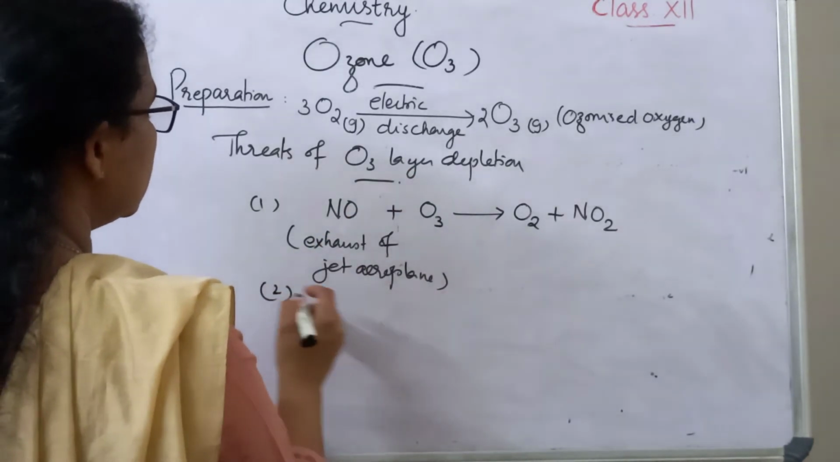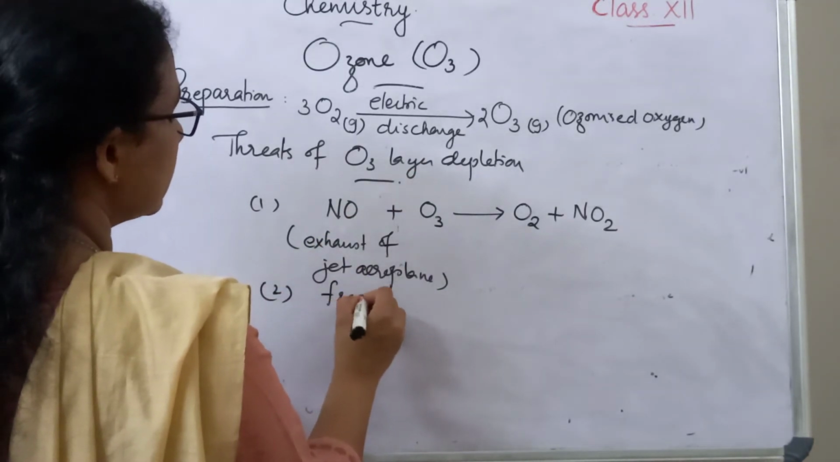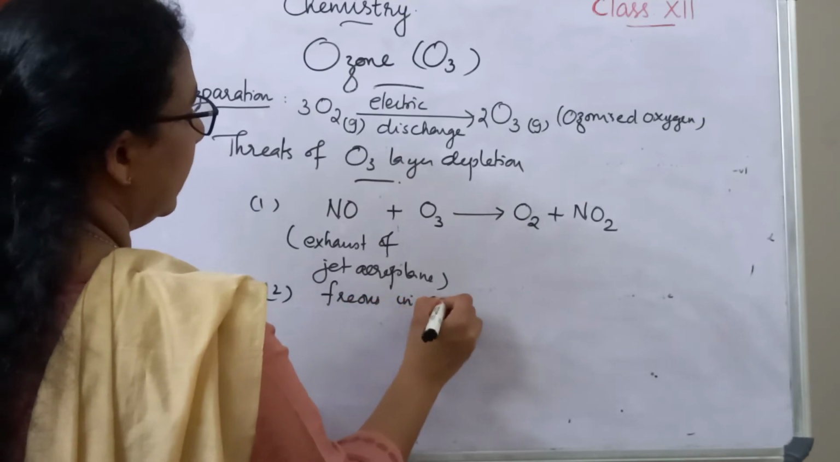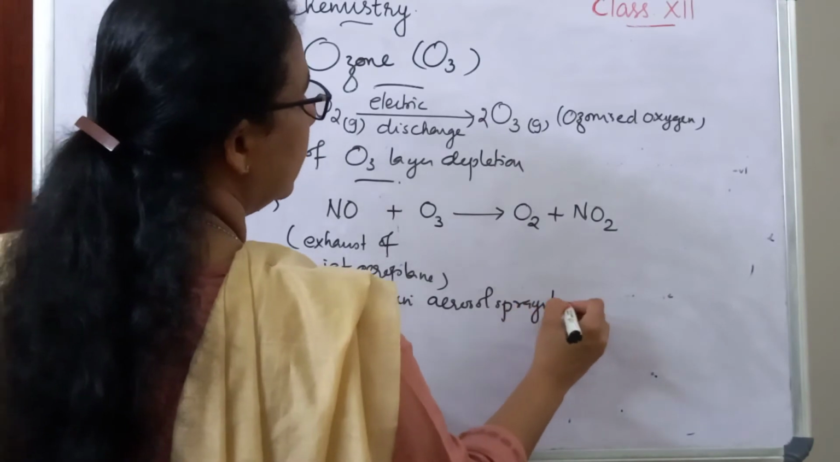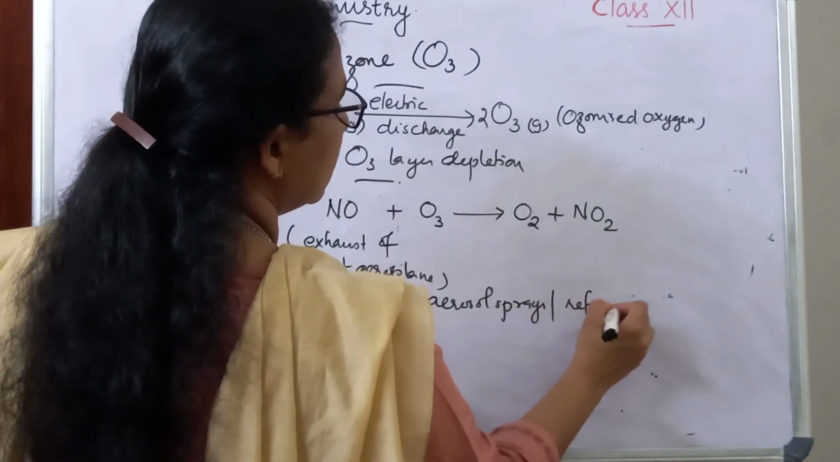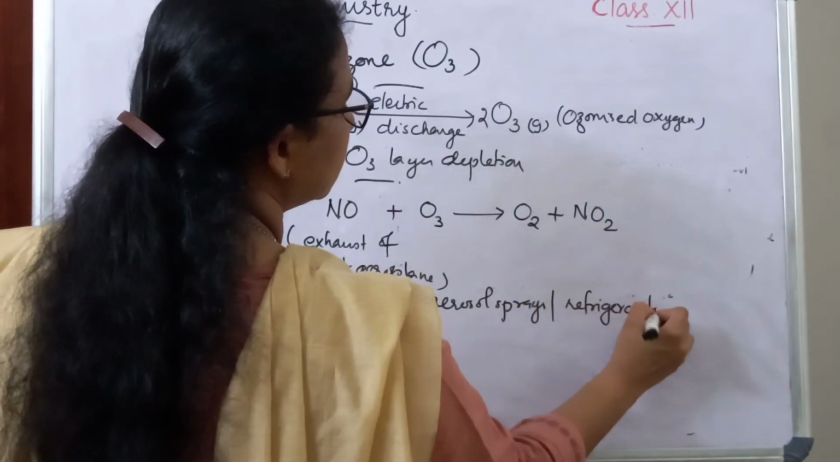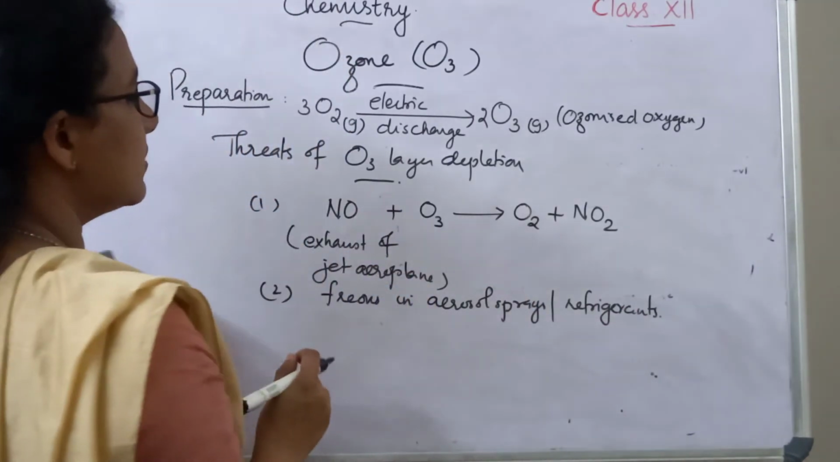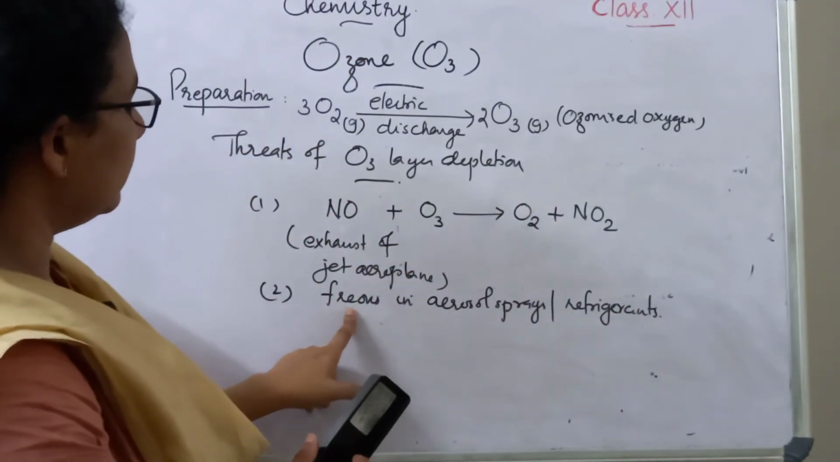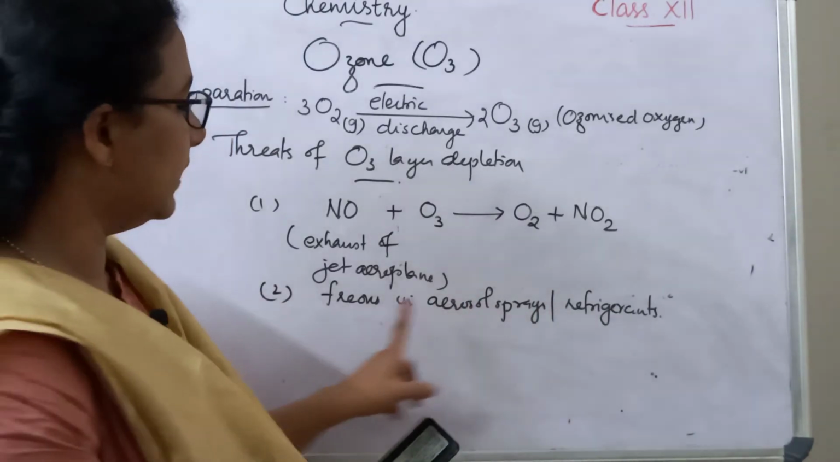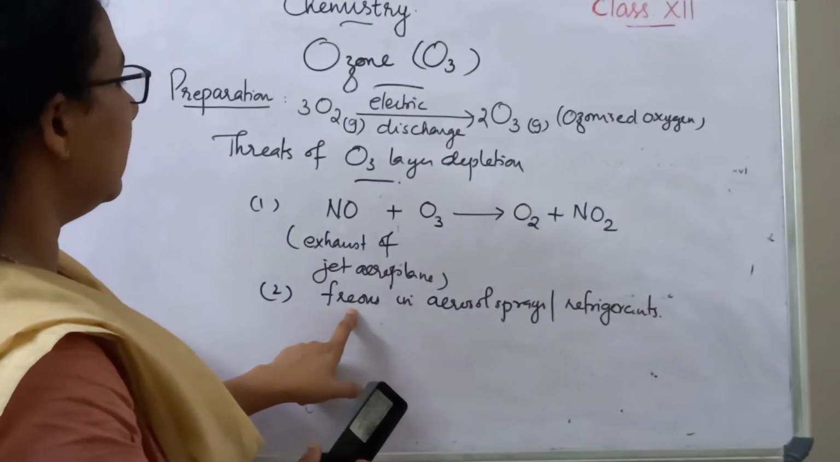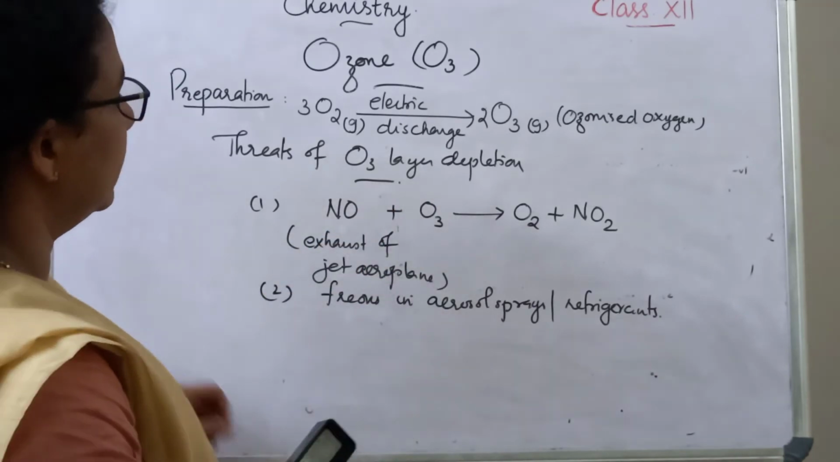Another point is very familiar to you, that is freons. Freons in aerosol sprays and refrigerants. So these are the two threats of ozone layer depletion. The second one is freons in aerosol sprays and refrigerants. That is another threat of ozone layer depletion.